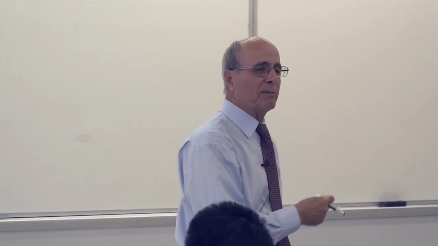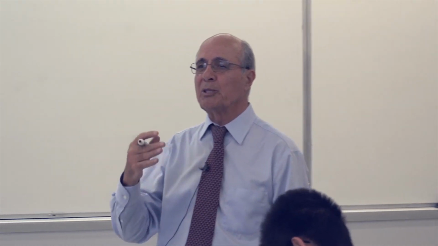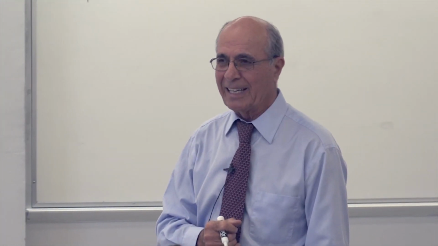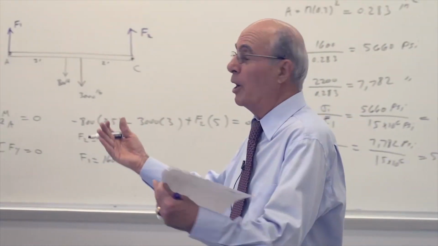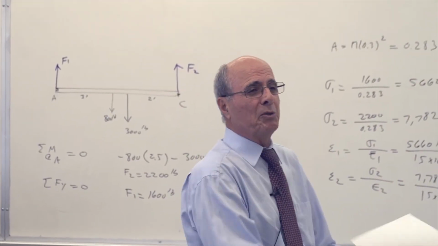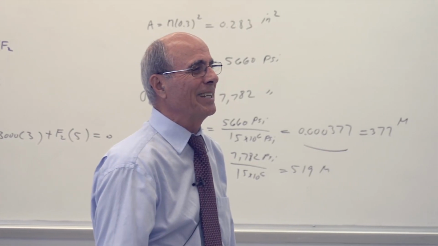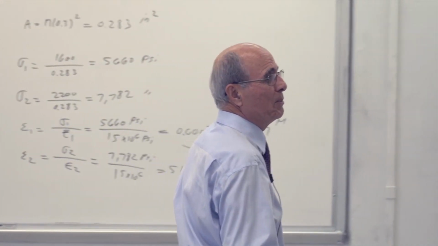Why not use the other meaning of epsilon? Epsilon equals delta over L. Actually, when I derived the formula for PL over EA, I combined these two equations to get to PL over EA. Does everybody understand that? So why not use it? Not many people did that.